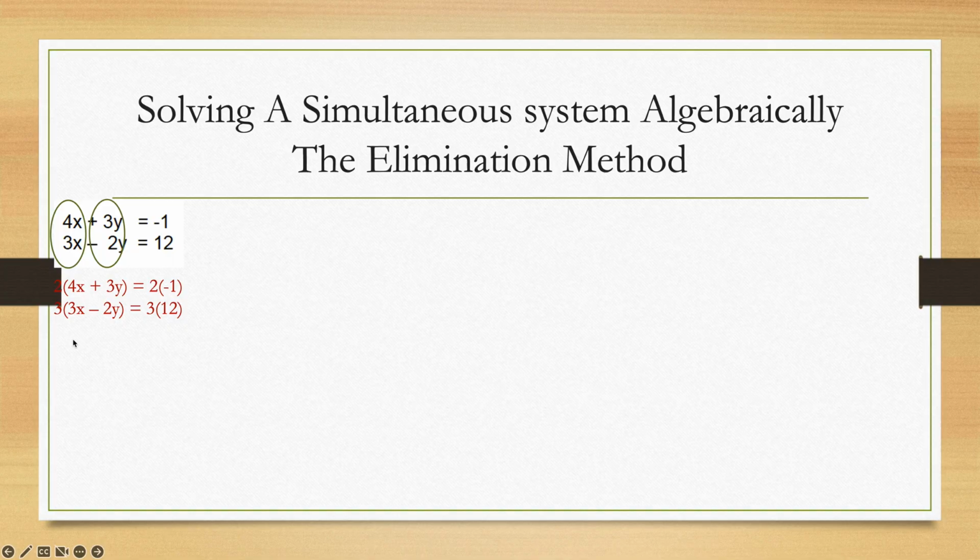So distributing the 2, I get 8x plus 6y is negative 2. Distributing the 3, 9x minus 6y is 36. Now my y's match up. This is perfect. Altogether I have 17 x's and I have 34. Dividing by 17, I get x is 2. Booyah! Now I've got to go back and figure out the value for y.